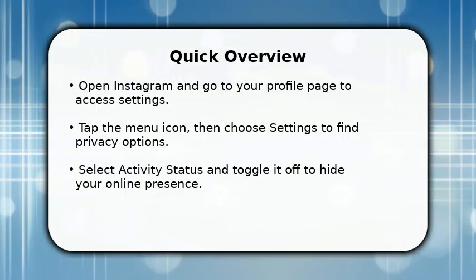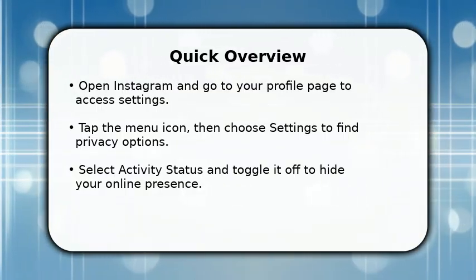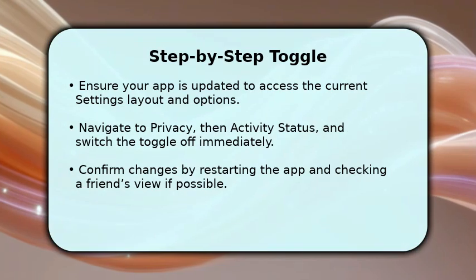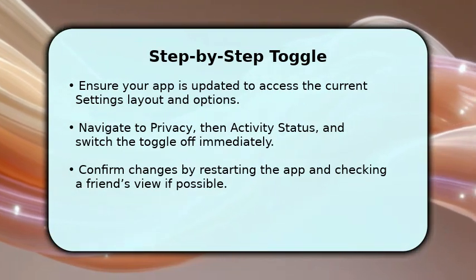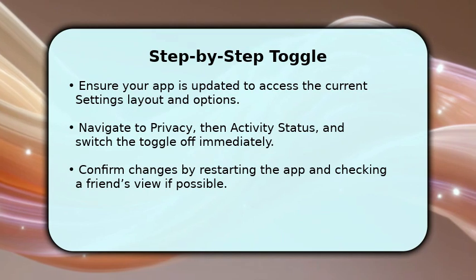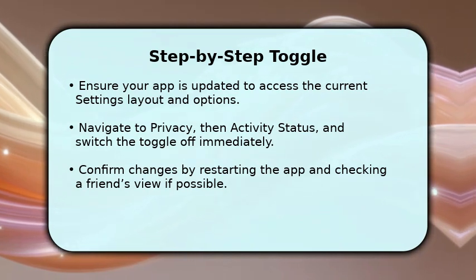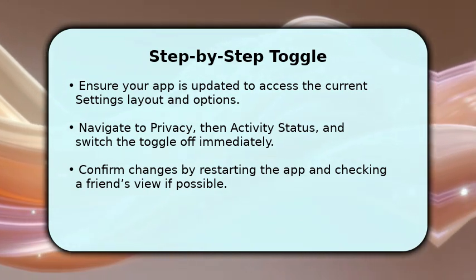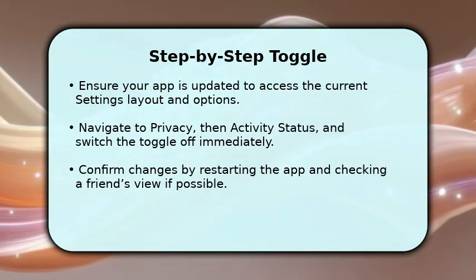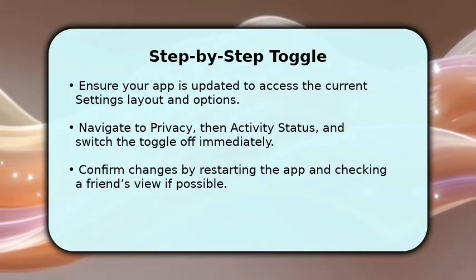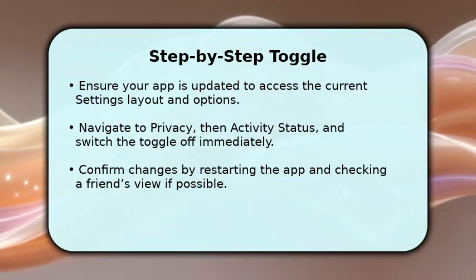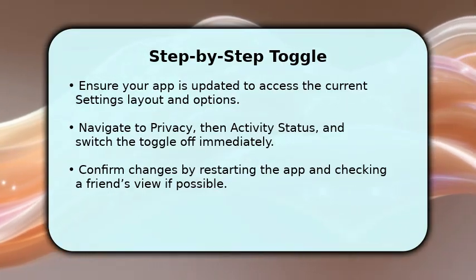Follow each step slowly on your device to make sure the change saves properly. Open the Instagram app, confirm it's updated, then head to Profile and the menu icon. Choose Settings, tap Privacy, and select Activity Status. Turn the Activity Status toggle off so others can't see when you're online. Close and reopen the app to confirm the settings saved.